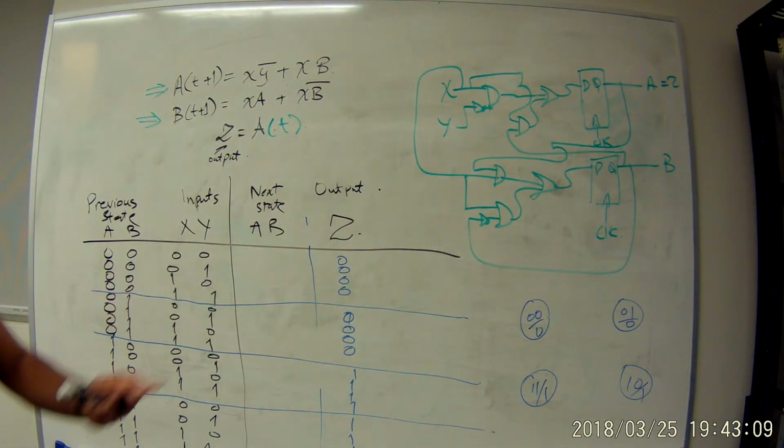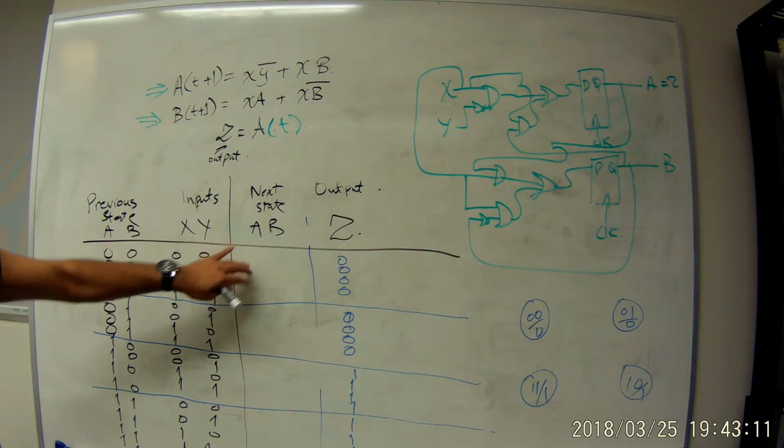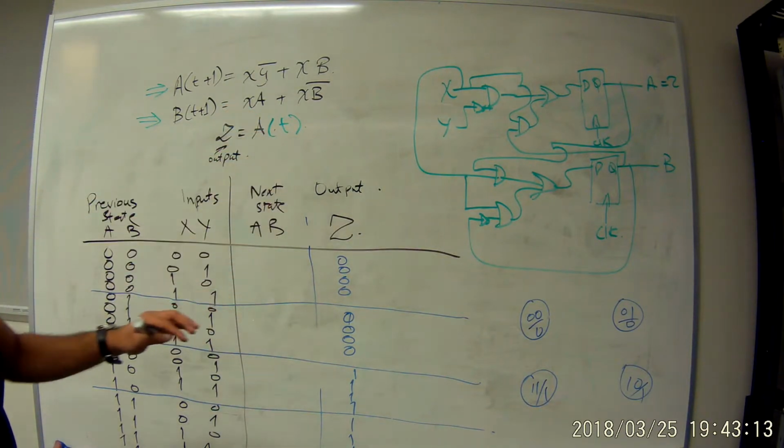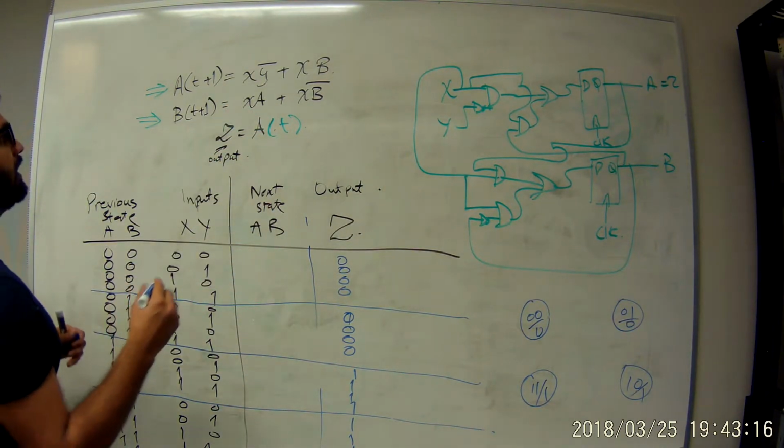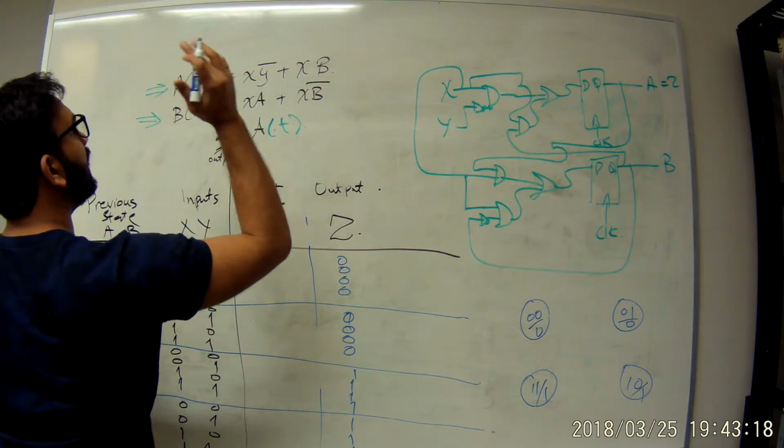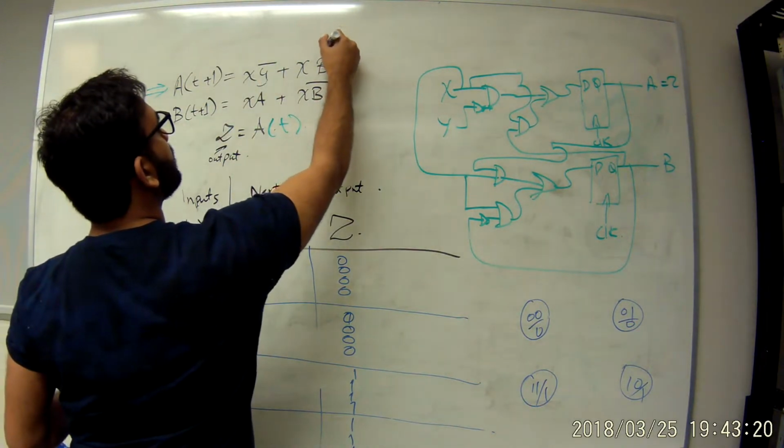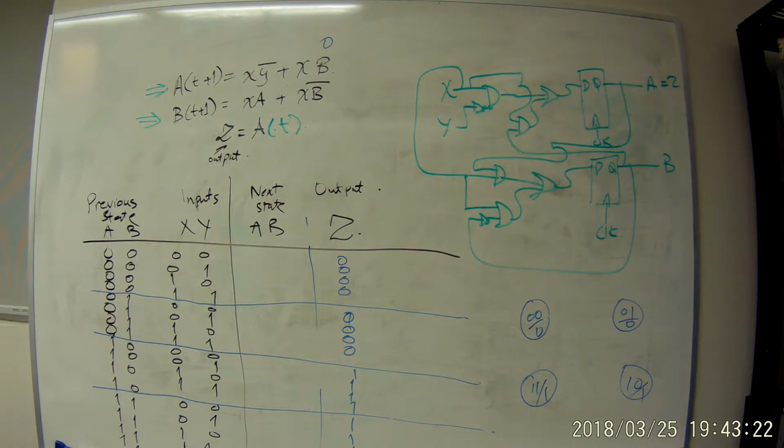So that's our state diagram. So let's look at it. Let's fill this up. We have to do it separately for A and B. In the first case, A equals 0, B equals 0. So we don't have A in the first case. So we do have B. So I'm going to put 0 over here.